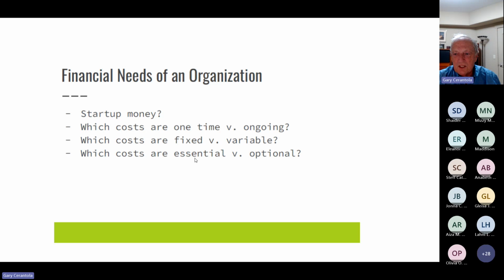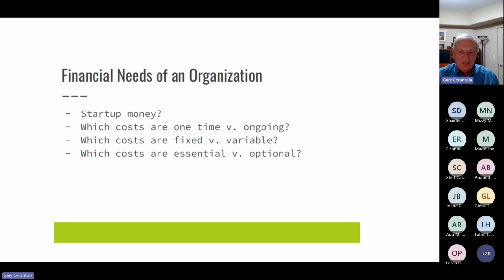And then which costs are essential and which costs are optional. And that's almost a strategic decision as well, is that you take a look at what's your vision, and some things may be more important to that vision than others. And guess what?